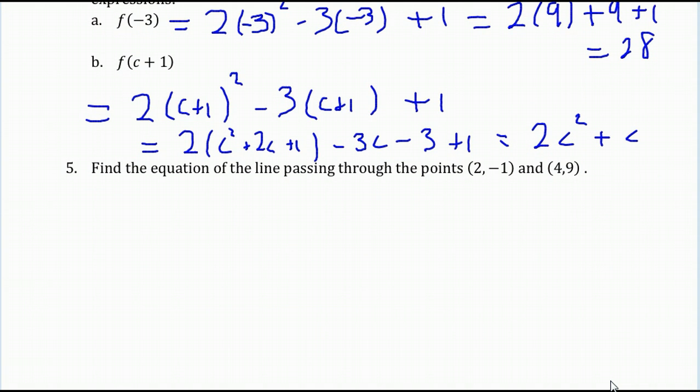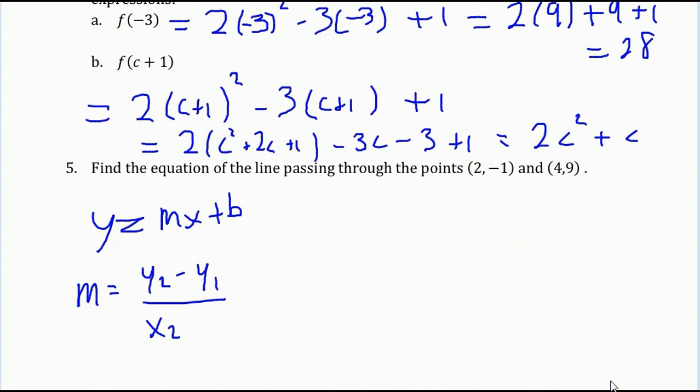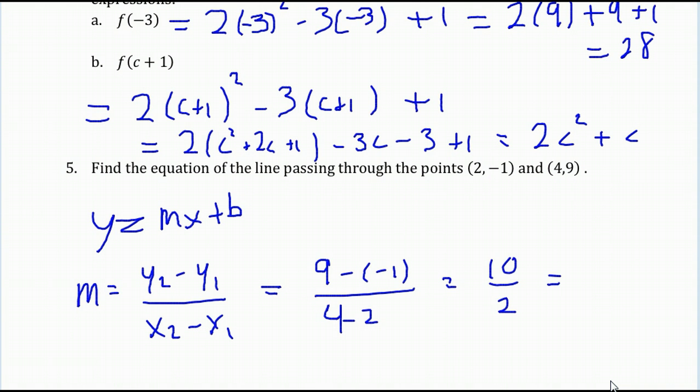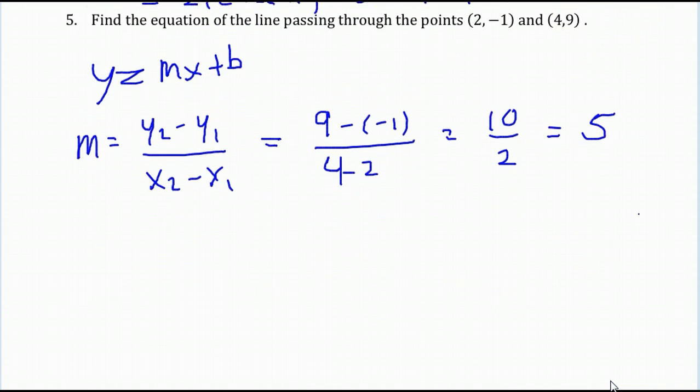Okay, for the next one here, you want to find the equation of the line passing through these 2 points. You're going to use your standard y equals mx plus b, your slope-intercept form. And you got to find the slope, and you need to find the y-intercept. So our slope formula is y2 minus y1 over x2 minus x1. We plug in our numbers from our points. The difference in the y's is 9 minus negative 1. The difference in the x's is 4 minus 2, so it gives us 10 over 2, which is 5.